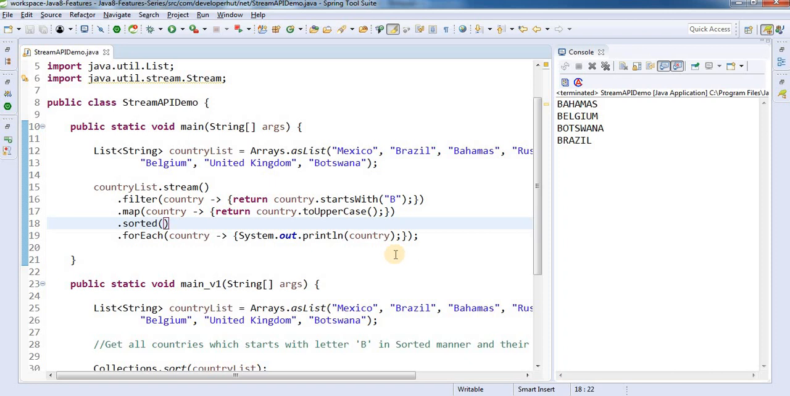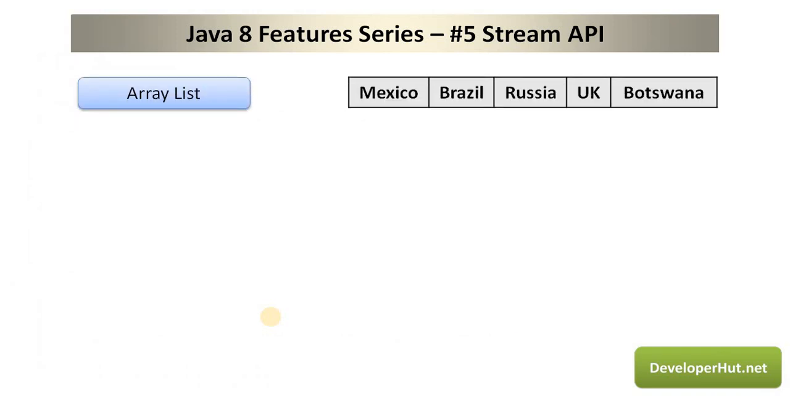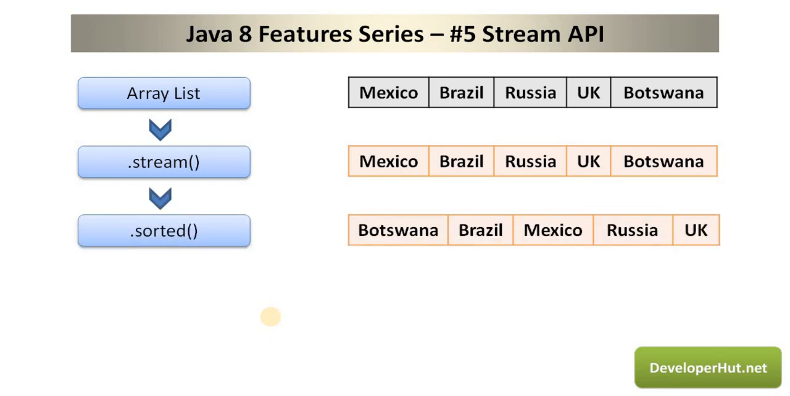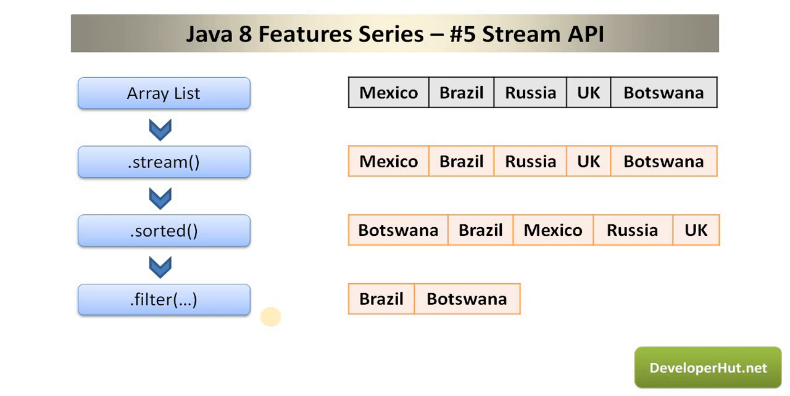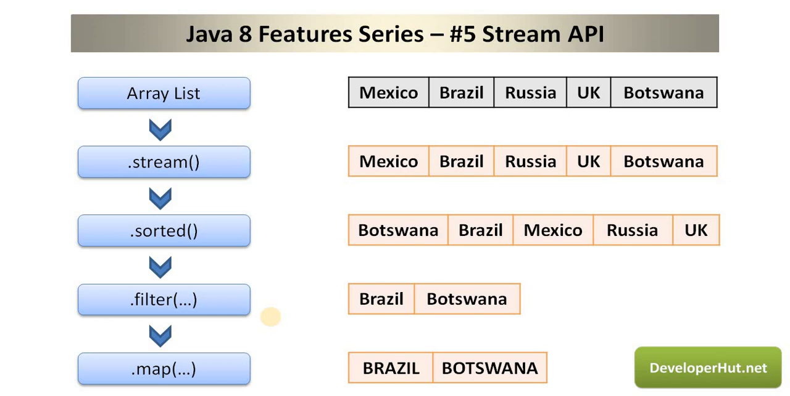So now let's see how this operation happens. Here we have an array list first, which contains certain country names. The dot stream method converted this entire array list to a stream of objects. Then we sorted the entire list. Then we call a filter method which will take only those objects who start with letter P. And last is the map method which converted all the objects to uppercase, right? So this is how internally all this method chaining works.